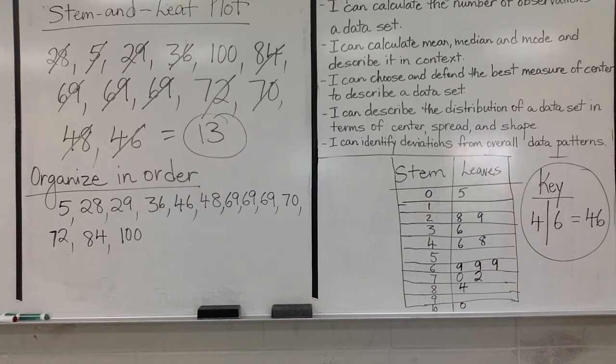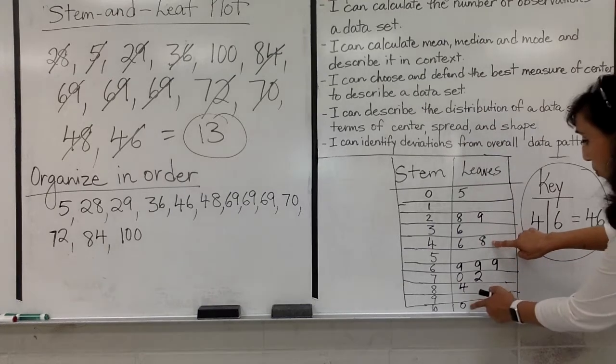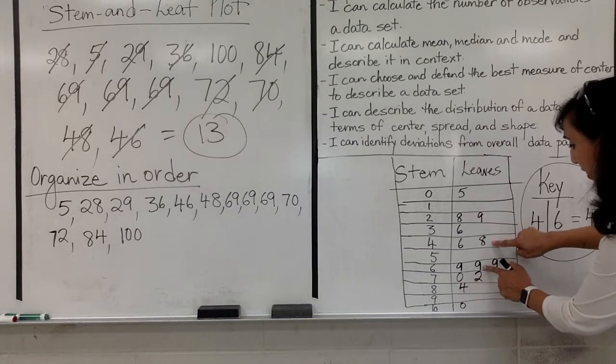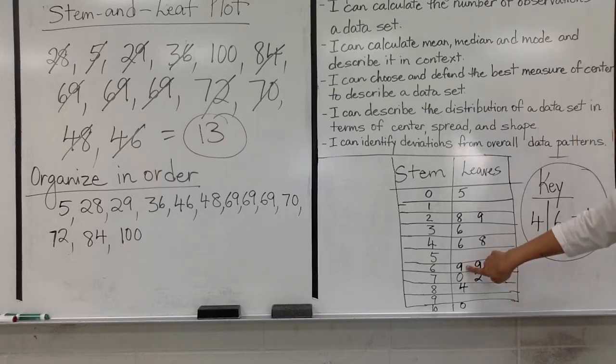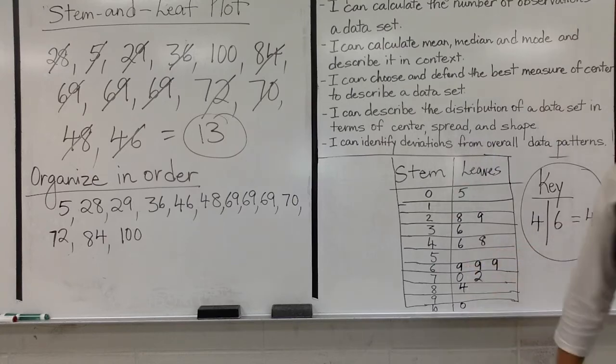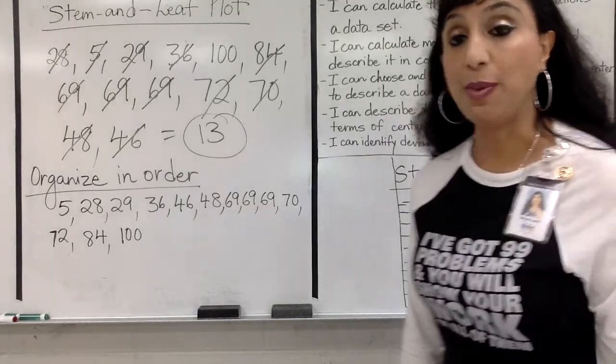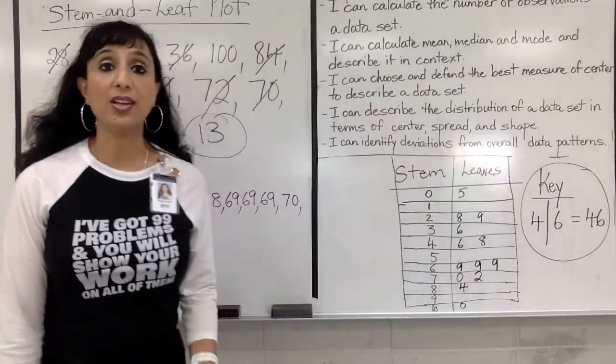Where would the median be? The median would be halfway. Since we have 13, half of 13 is 6.5. So 1, 2, 3, 4, 5, 6 this way, and 1, 2, 3, 4, 5, 6 this way. So this is the seventh number, because I said 6.5, remember? And it's this one. So 69 is going to be my median just by looking at that.